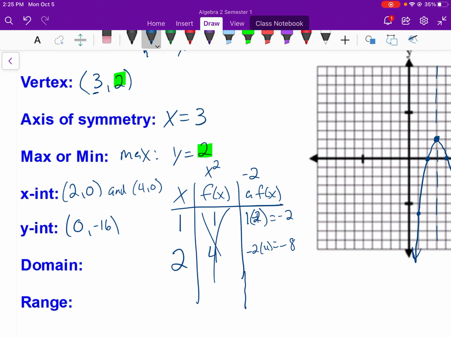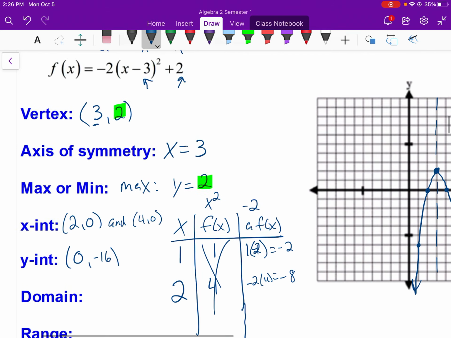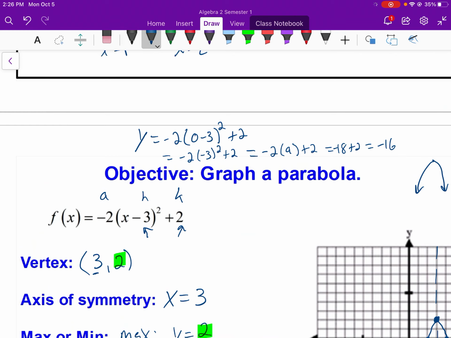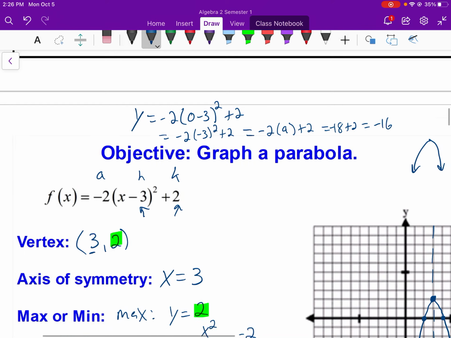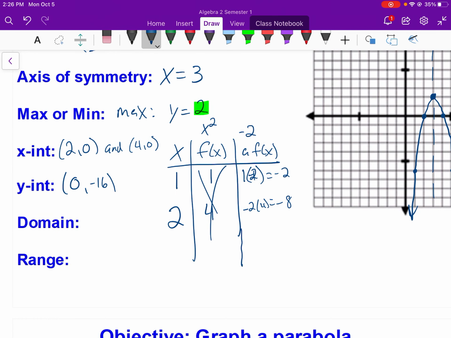That's not a point we're going to be able to plot. Not too worried about y-intercepts, but being able to find them again doesn't change from what we've done with lines. Plug in 0 for x, it gives you the y-coordinate for the y-intercept.